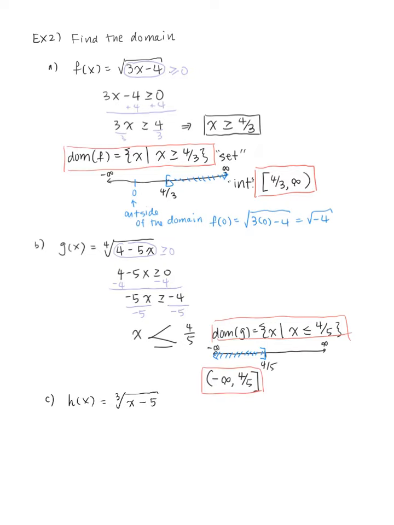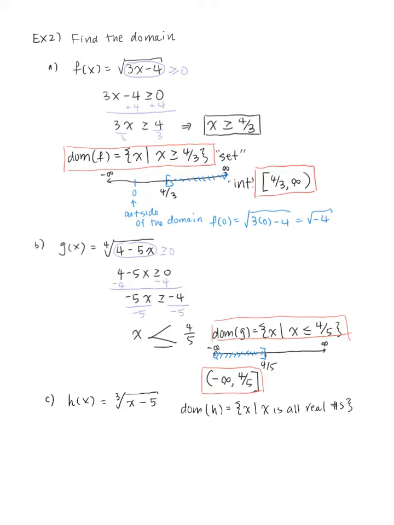And what the heck, let's just look at the odd root. So let's find the domain of h of x, the cube root of x minus 5. Okay, now since we're given an odd root, which is a cube root, are there any restrictions under the radical? No. So if you're given maybe a cube root or fifth root, you don't have to do anything. So the domain of h is all real numbers and be done with it. So the domain of h is the set of x values such that x is all real numbers.